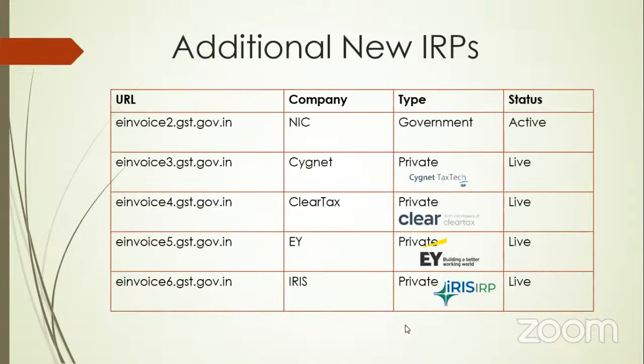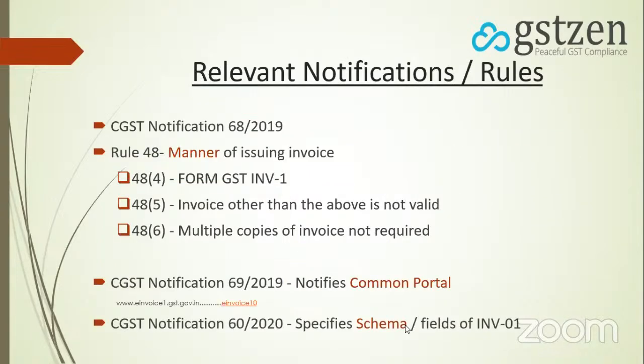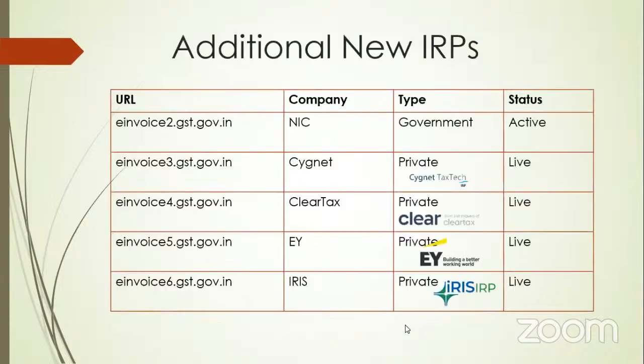These are some of the additional IRPs that have been notified very recently. Earlier, there was only one portal, that is einvoice1.gst.gov.in. Now, 5 other portals have been notified. So, in total, 2 are run by the government, that is e-invoice 1 and e-invoice 2. The rest are run by private entities. Portal 3 is run by Signet, 4 by ClearTax, 5 by EY, and 6 by iRIS. So you can register on either of these portals.